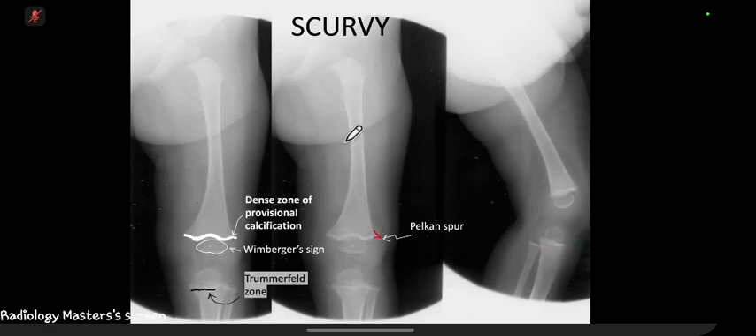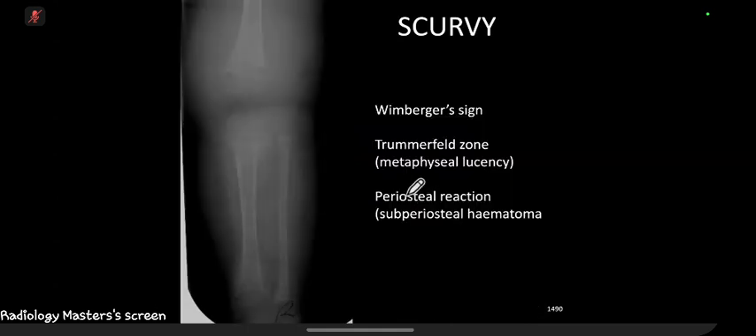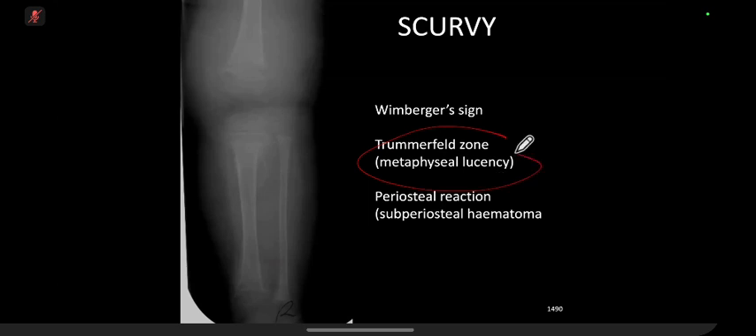Okay, don't forget scurvy can also give you subperiosteal hemorrhage, which can ossify, and this patient's got subperiosteal hemorrhage, which is ossified. And this patient, not only have they got the subperiosteal hemorrhage, they've got a very marked Trümmerfeld zone, which is here, and they've got this periosteal reaction, which is of course the subperiosteal hematoma, and then Wimberger's sign.